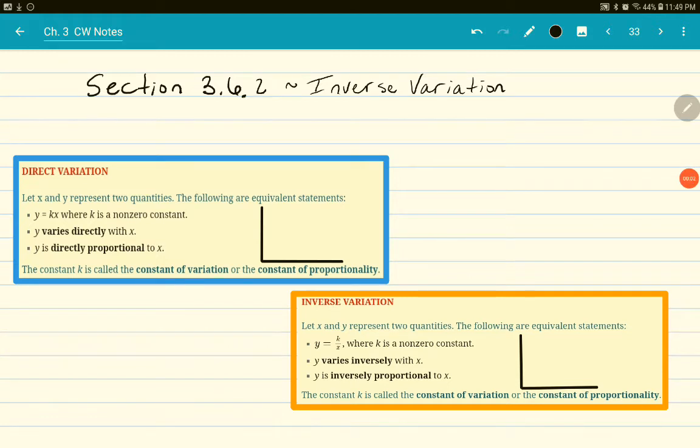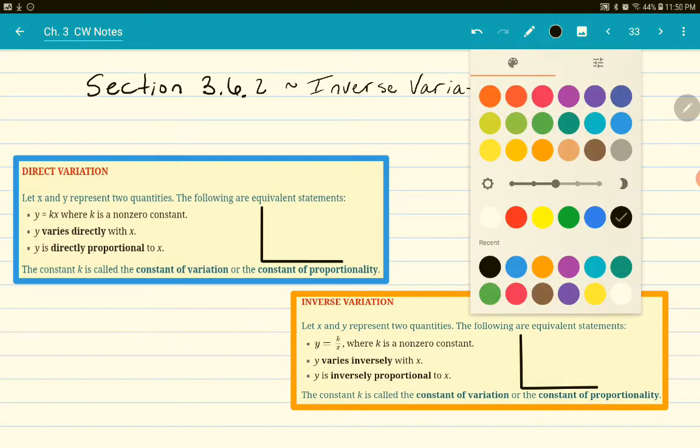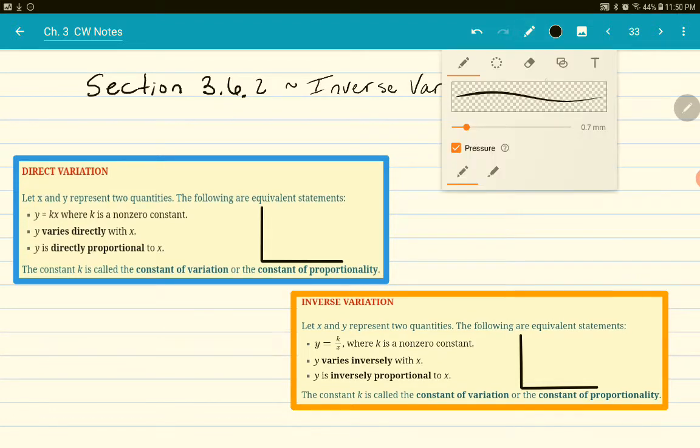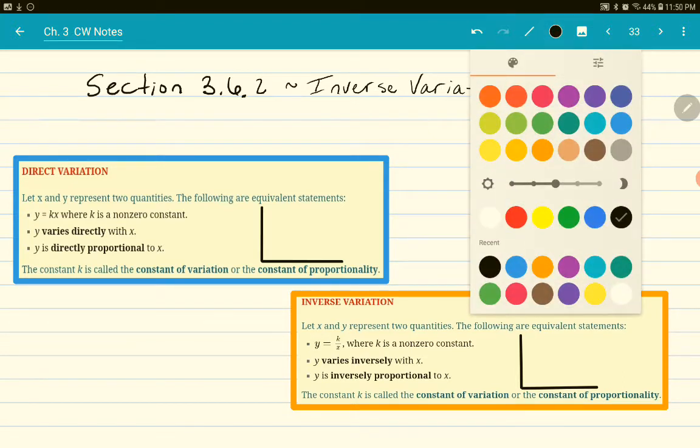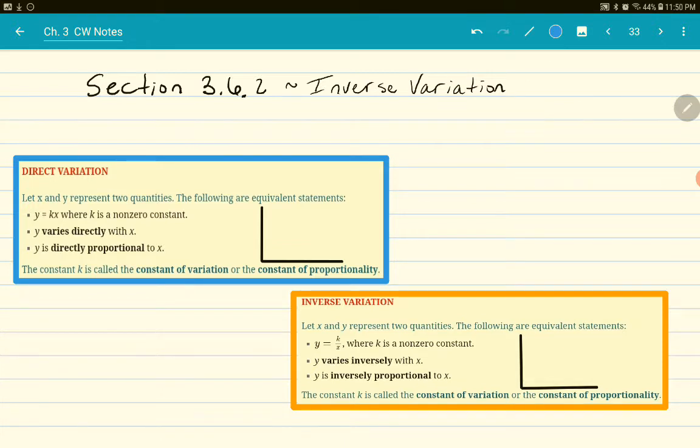In the second part of 3.6, we're looking at inverse variation. So just a reminder, in the last 3.6.1, we looked at direct variation, which is in that blue box, and that's y equals kx, or varies directly, or y is directly proportional to x. And graphically, that looks like a straight line that goes to the origin. That could have a slope of k, and so something like that.